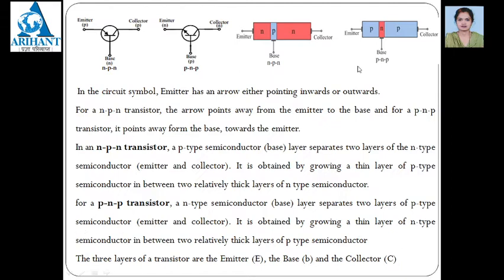Same way for a PNP transistor, N-type semiconductor or base layer separates two layers of this P-type semiconductor, which are emitter and collector. And how is it obtained? It is obtained by growing a thin layer of N-type semiconductor in between two relatively thick P-type semiconductors. The three layers of this transistor are emitter, base and collector.